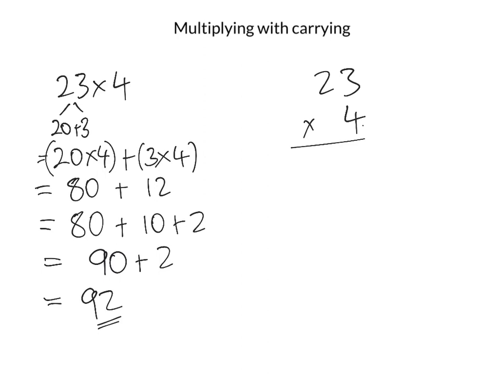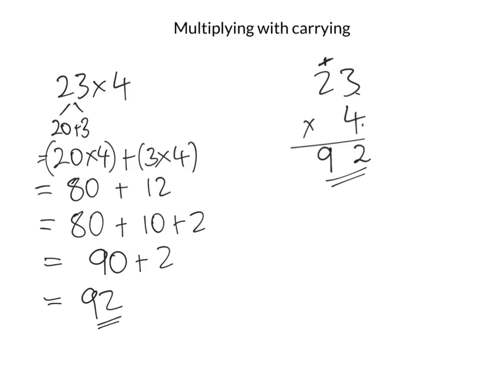I start here by going 4 times 3, that's 12. So I put my 2 there, and I just carry. Remember I mentioned carrying. I'm going to carry the 1 and pop it up there. Then I go 4 times 2 is 8, plus the 1, I'll cross it out so I know that I've done it, is 9. So I get my 92.